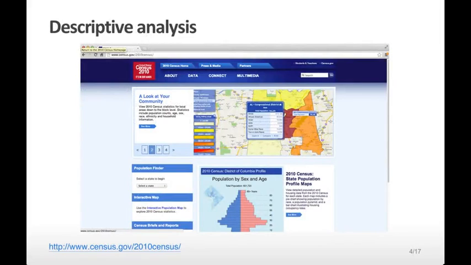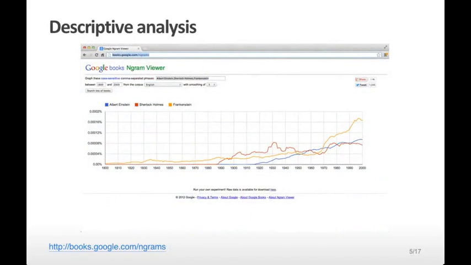So here's an example of a descriptive analysis. This is the website of the 2010 United States Census. The goal here was simply to enumerate all of the United States citizens, then gather some very specific information about those citizens, and use that information to apportion representation in the United States Congress. The goal is not to infer anything about a greater population or to perform any kind of prediction, it's simply to describe the population. Another example is the Google Books Ngram Viewer.